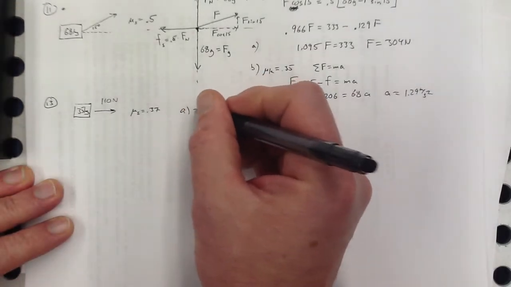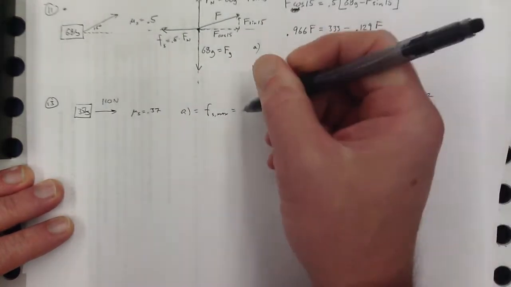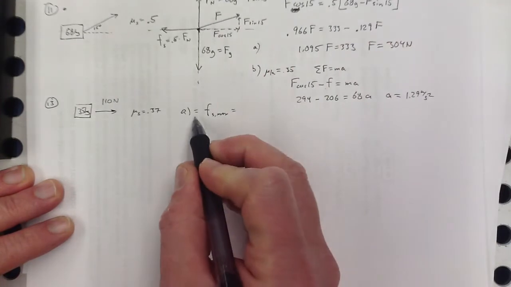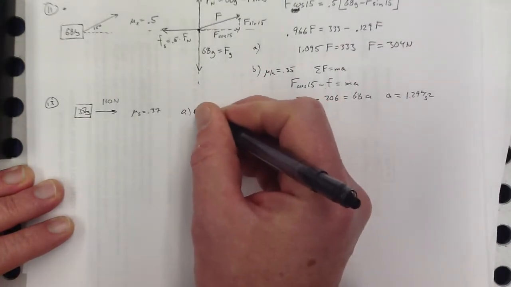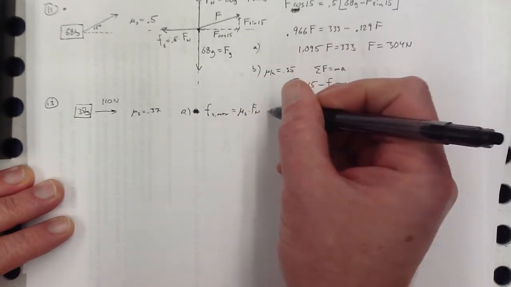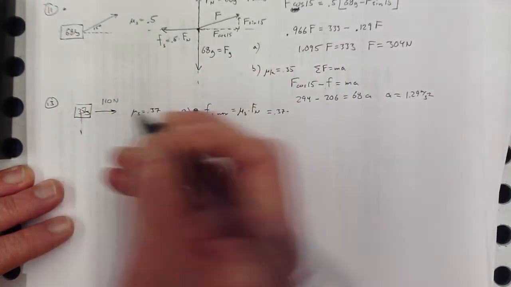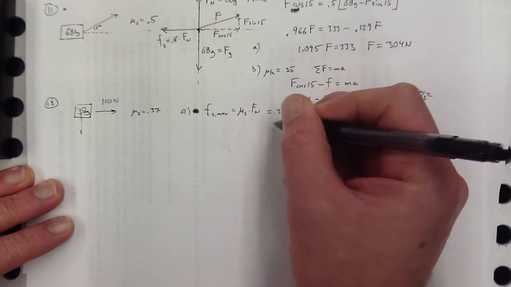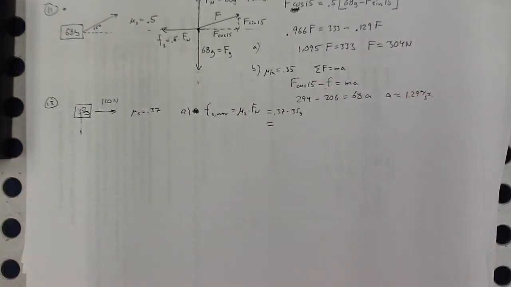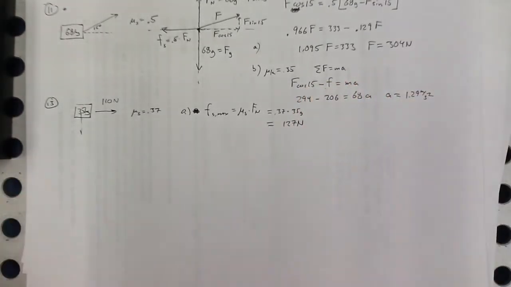Well, that should be easy. The max is, what is that equal sign doing there? Who put that there? The coefficient times the normal force. So that's 0.37 times the normal force in this situation, because there's no ramp, it's just going to match gravity. So 0.37 times 35g, about 127 newtons, looks like.